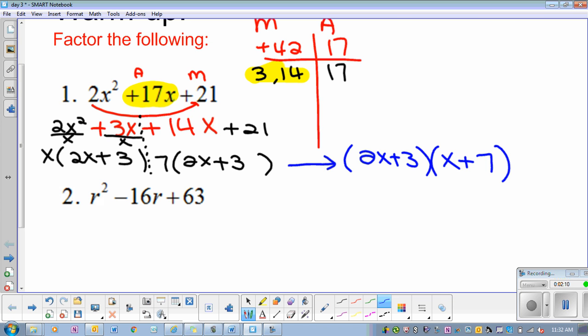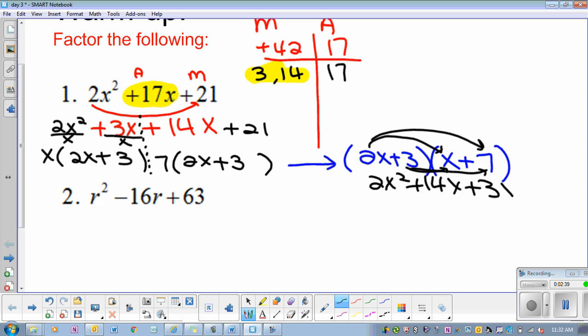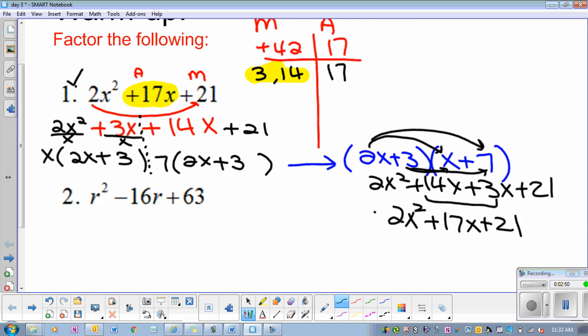All right. Good. That's it. Perfect. And you know what? If I wanted to check this, because when you have a is greater than 1, you just want to make sure that you did factor this right? Then you could just do 2x times 2x squared plus 14x, double distribute, plus 3x plus 21, combine these, 2x squared plus 17x plus 21. Does this match this? Yes. So I did this right.